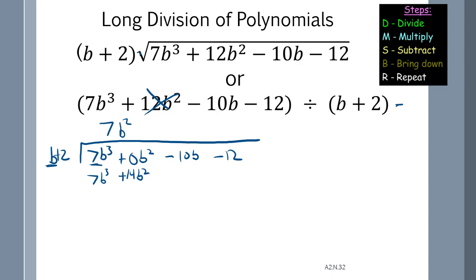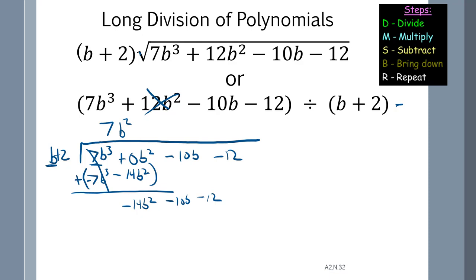So now, when you go through and subtract, that would make this turn positive. This turns into negative 7b cubed, and this turns into minus 14b squared. So the b cubes will go away, and we'll be left with a negative 14b squared. And then we'd bring down the next ones, negative 10b minus 12.